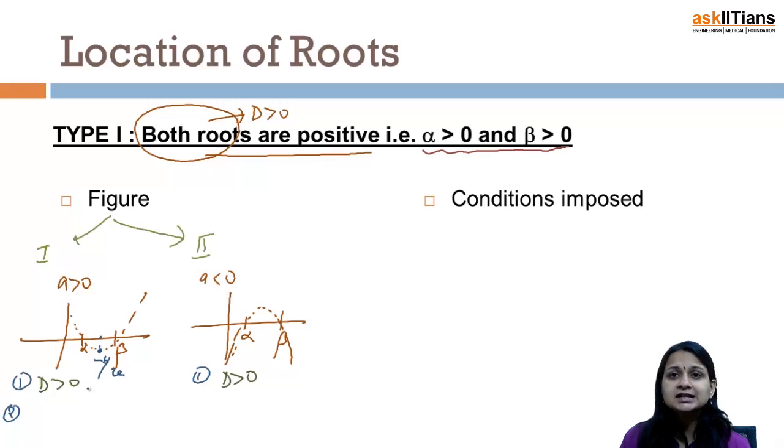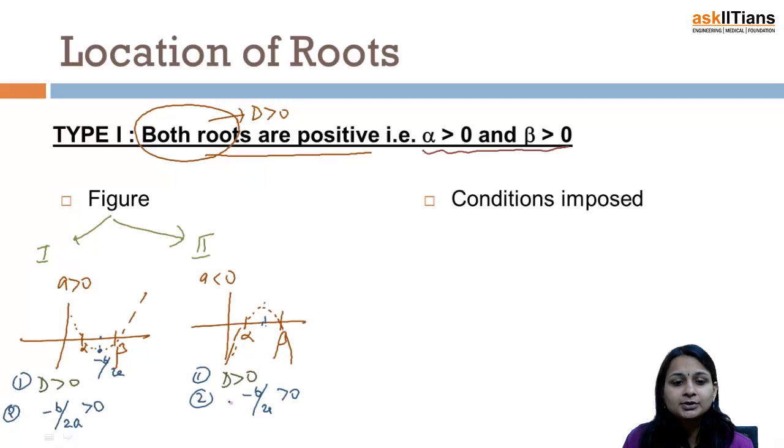So, because it is given that alpha is also greater than 0 and beta is also greater than 0, automatically the point at which the minimum occurs is also greater than 0. So, we can impose the condition that minus b upon 2a is greater than 0. Here also you can see that the point at which the maximum occurs is greater than 0.